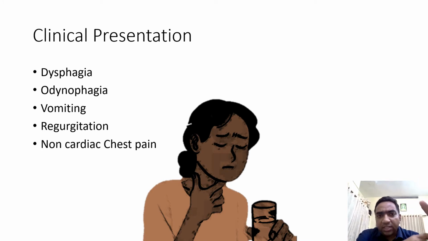These motility disorders present with dysphagia, odynophagia, vomiting, regurgitation, and non-cardiac chest pain. You evaluate the chest pain for everything, but it is not a cardiac chest pain. So these are the different clinical presentations. It is similar to esophageal cancer, but the patient will be in a younger age group, not an old age group patient.